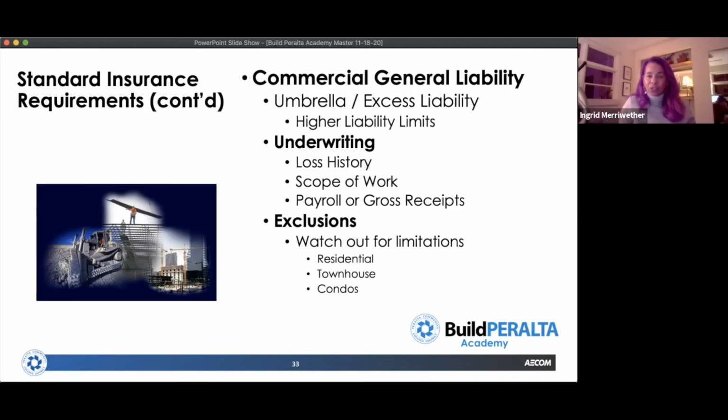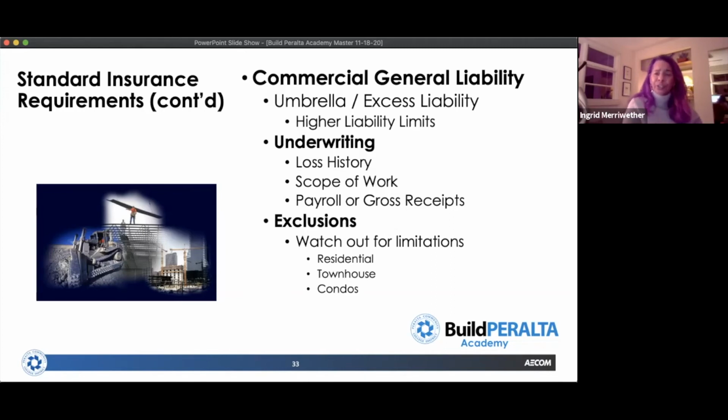Then they're looking at your scope of work. All contractors don't have the same risk profile. A contractor doing painting is a much lower risk profile than a contractor doing roofing. So they'll look at your scope of work, and then they apply the rate that they've determined against your projected payroll or gross receipts. Different insurance carriers use different bases, and that's how they determine the premium that you pay.